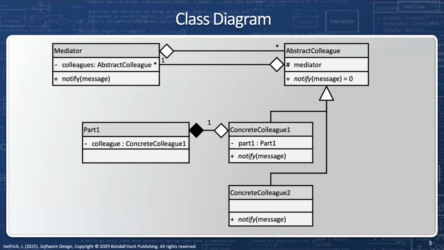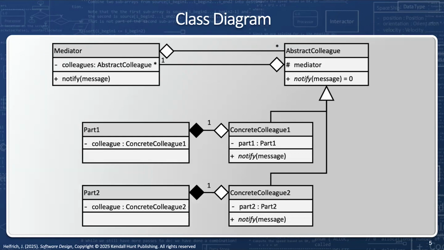So if part 1 wants to instantiate a message, it will call colleague::notify with the message, and then notify will send it to the mediator. The mediator will figure out who is going to receive the message. In this case, this is going to go back to concrete colleague 2. So that means concrete colleague 2 needs to have a reference to part 2, and it's going to be the same thing. Now, concrete colleague 2 will speak to part 2 through part 2's public methods. In other words, only concrete colleague 2 knows how to speak part 2's language, and only concrete colleague 1 knows how to speak part 1's language.